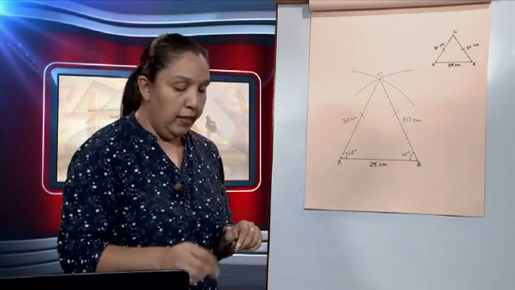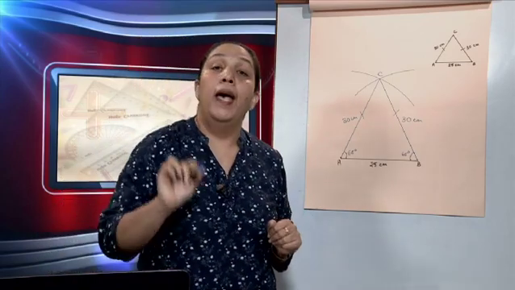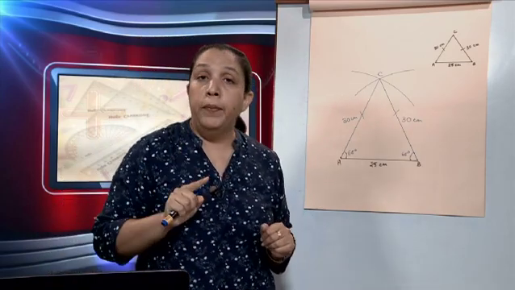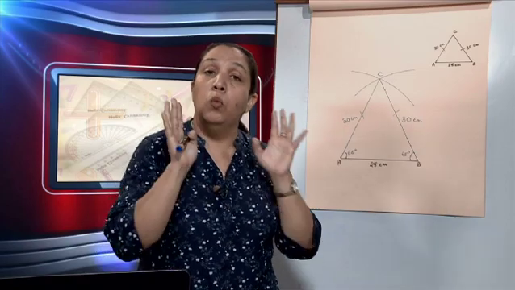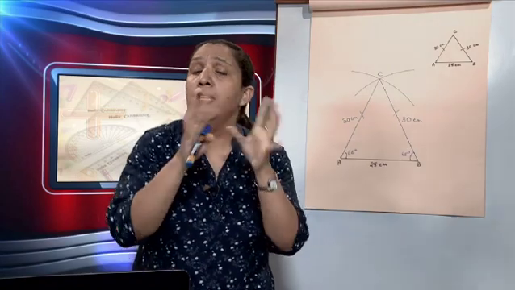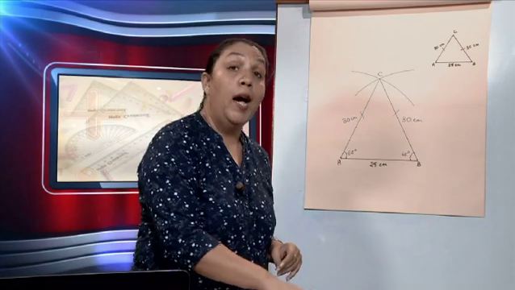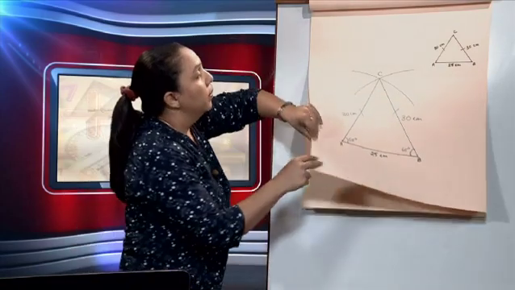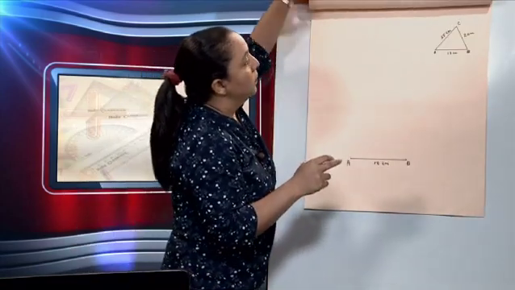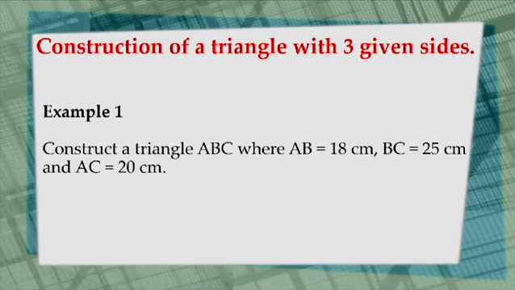Now, what have we seen so far? We've seen how to construct equilateral and isosceles triangle. Remember, at first we said that we want to construct equilateral, isosceles, and any triangle with three sides known. So now we are going to see how to do it. Okay, construction of a triangle with three given sides. Let's take an example.